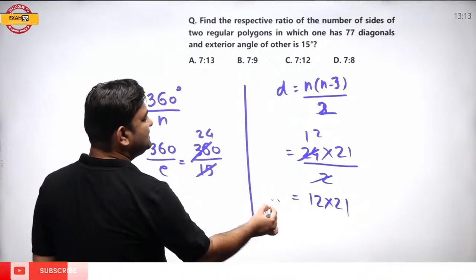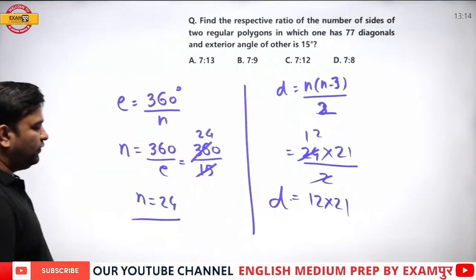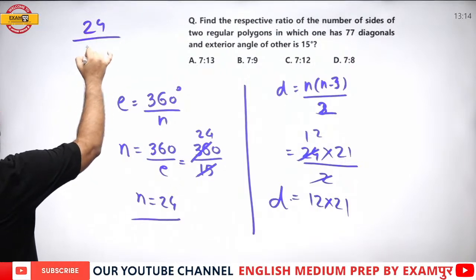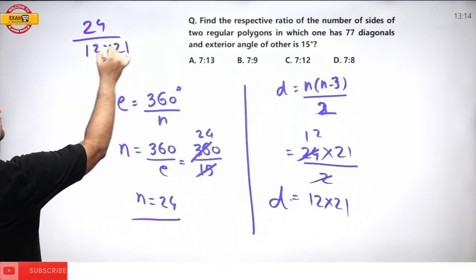So number of diagonals are known, number of sides are known. What is the ratio? 24 ratio 12 into 21.